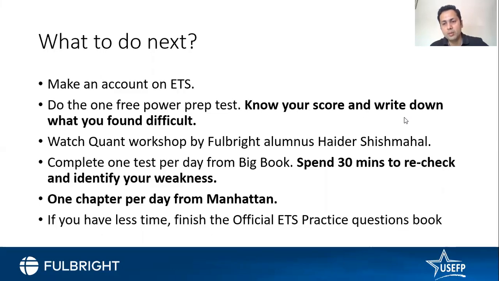Then spend at least 30 minutes to recheck what you did wrong. Identify which concept it was: was it mathematics, data analysis, probability? Which concept was weak, highlight it. Once you have done 2, 3, 4 tests, you would know which are your problem areas. Then you need to practice them really well. And the Manhattan 5-pound book would be very useful in making sure that you become familiar with the topic. You become a master in that topic.